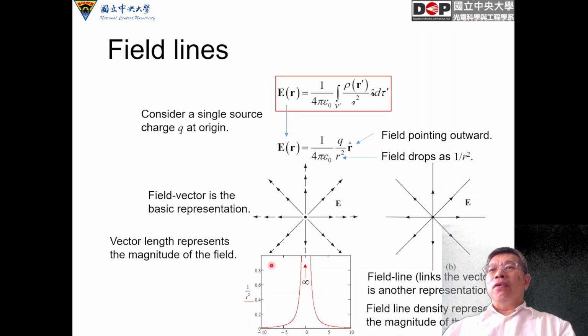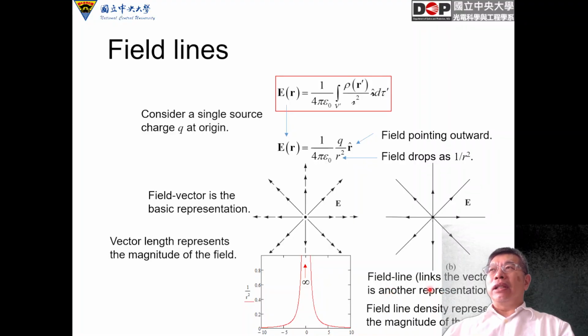Of course, we can plot 1 over r squared, which is just something like this. It diverges at the origin point, and it becomes weaker and weaker when we move away from the origin. And the field line is actually a concept. It just links the vectors of each point. That is a field line. That's another representation.